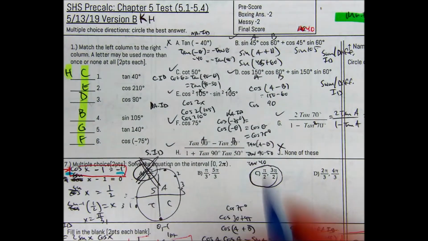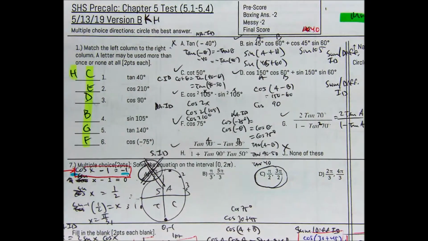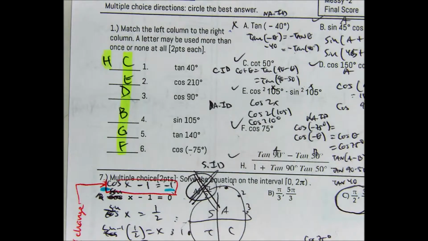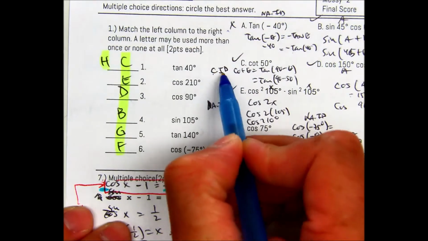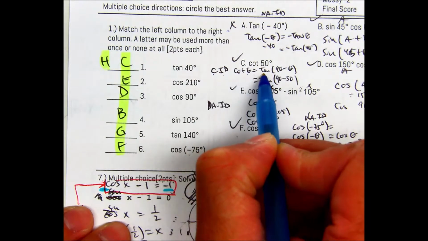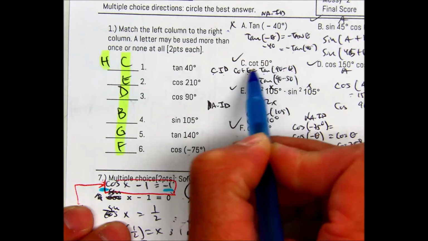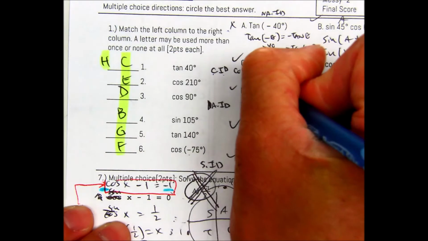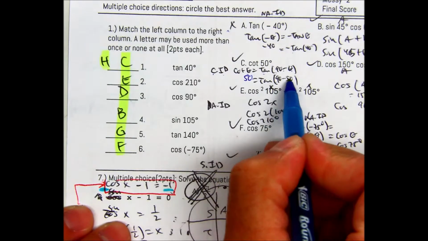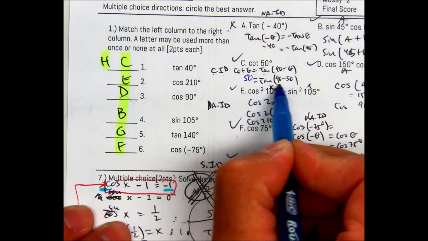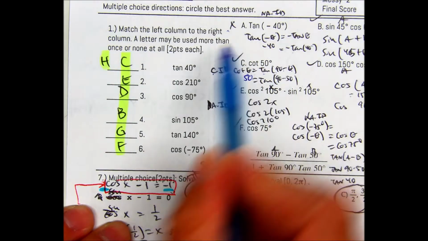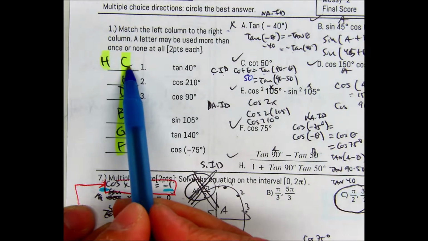Let me go through this column, then I can zoom in. Cotangent of 50 degrees is the cofunction identity. Cotangent of theta equals tangent of 90 minus the angle. So if they give you 50 as the angle, that would essentially be tangent of 90 minus 50, so the answer would be tangent of 40. So C, tangent of 40, would match this one.